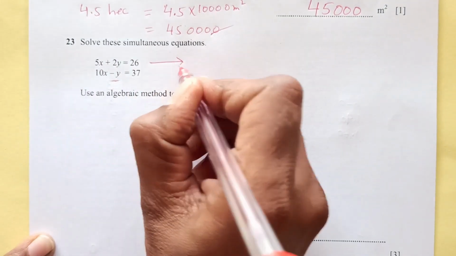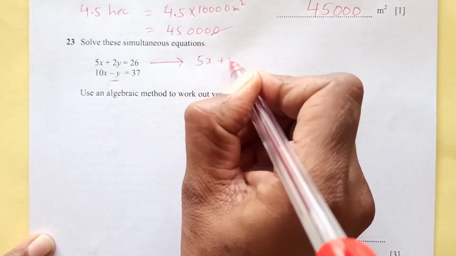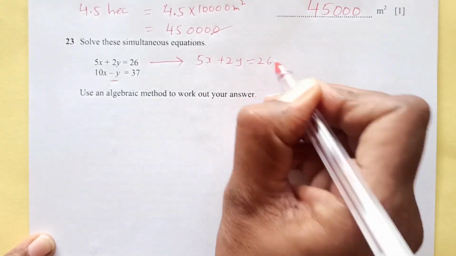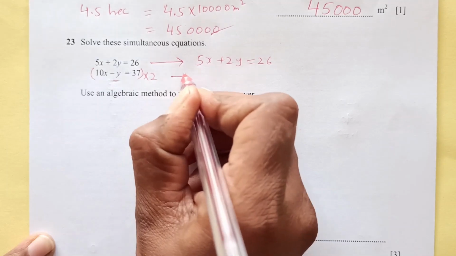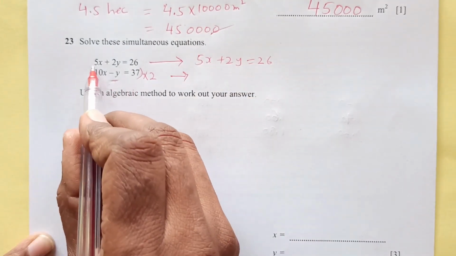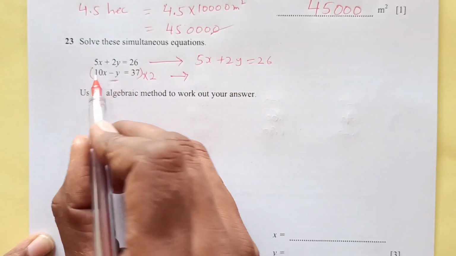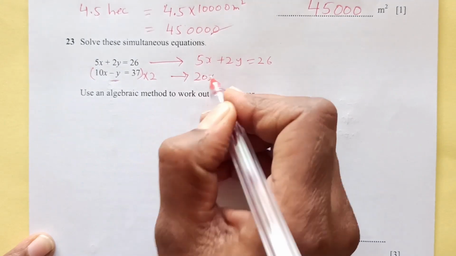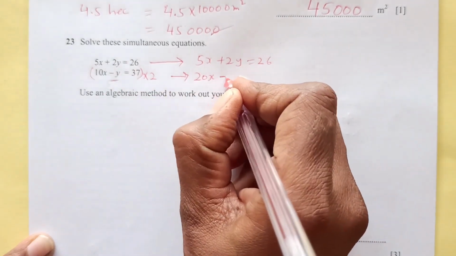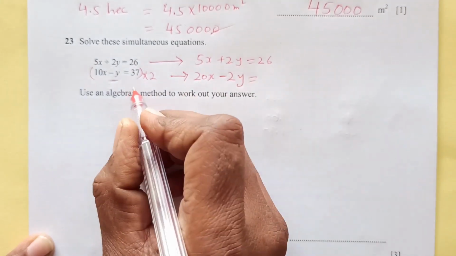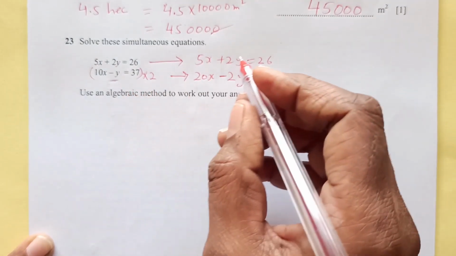This one remains as it is, 5x plus 2y equals 26, and this one we are going to multiply by 2, right? So see what happens. If you multiply this by 2, this will become 20x, and when you multiply 2 times y, it's minus 2y equals 37 times 2.